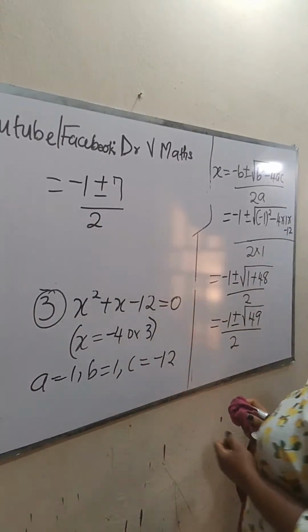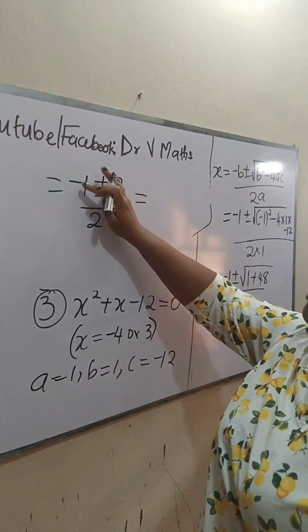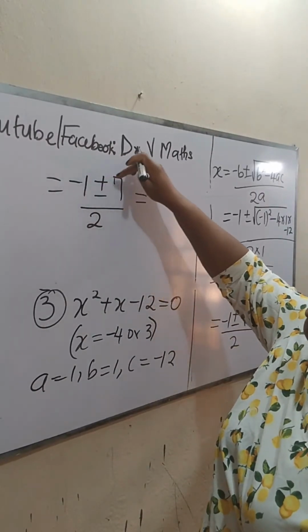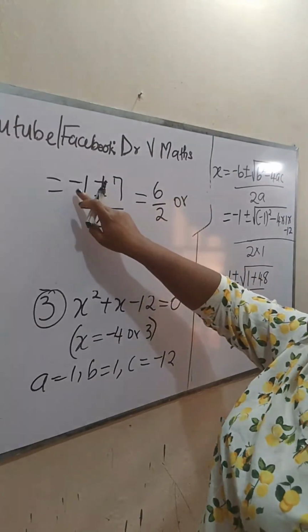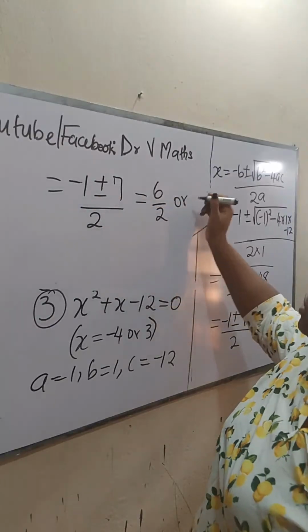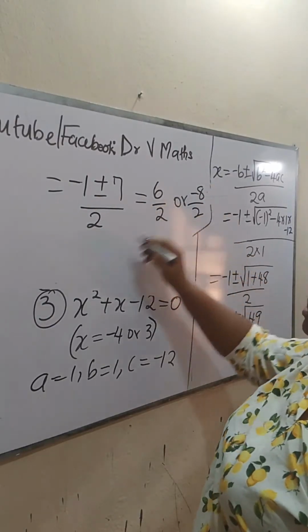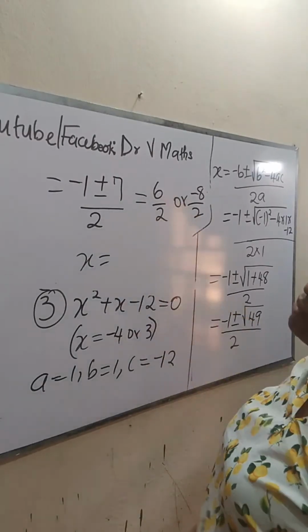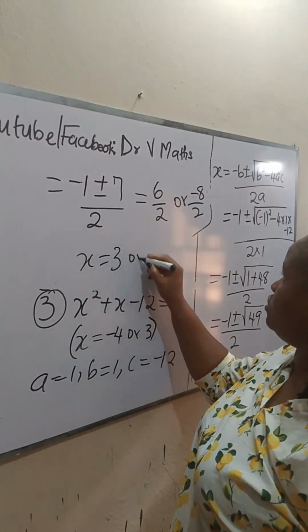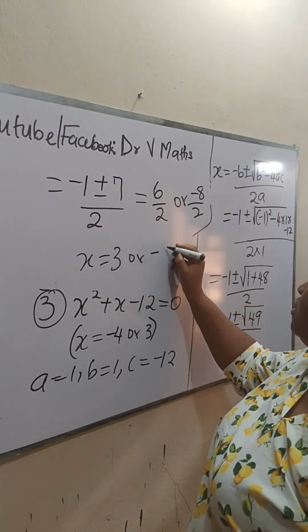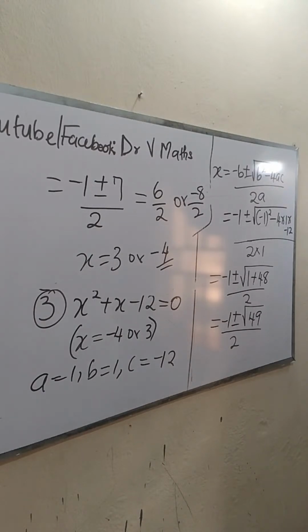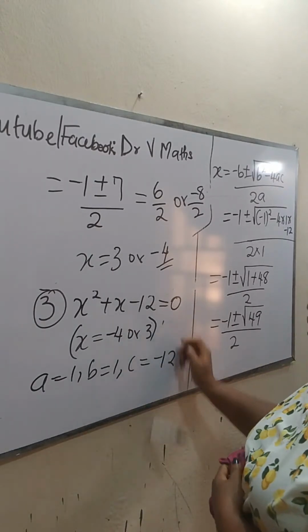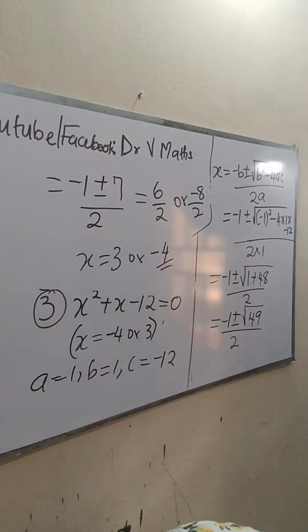Okay, and this is equals to, if we consider the first sign, minus 1 plus 7 gives us plus 6 all over 2, or if we consider the next one, minus 1 minus 7 gives us minus 8 all over 2. So our x is equals to 6 divided by 2, which gives us 3, or minus 8 divided by 2, which gives us minus 4. And you can see we have minus 4 or plus 3. You see that the answer is correct. So that is the correct answer to the question.